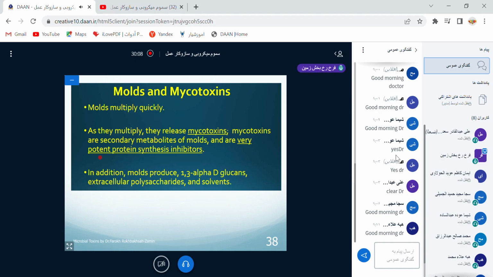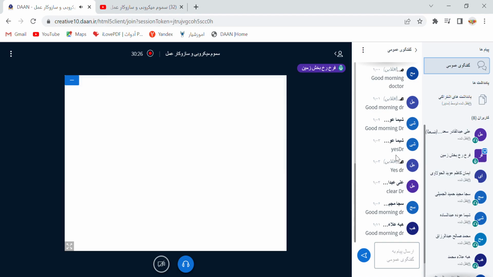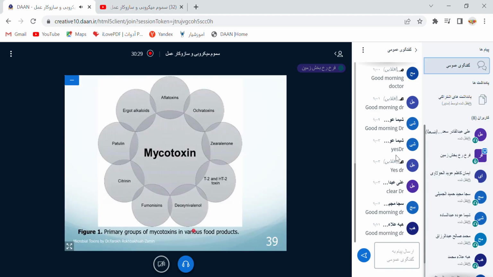In addition, molds produce 1,3-alpha-D-glucans, extracellular polysaccharides, solvents, and others. And some synergistically help the effect of mycotoxins. Mycotoxin is not only one toxin. There is a variety of different mycotoxins produced by different fungi or molds.